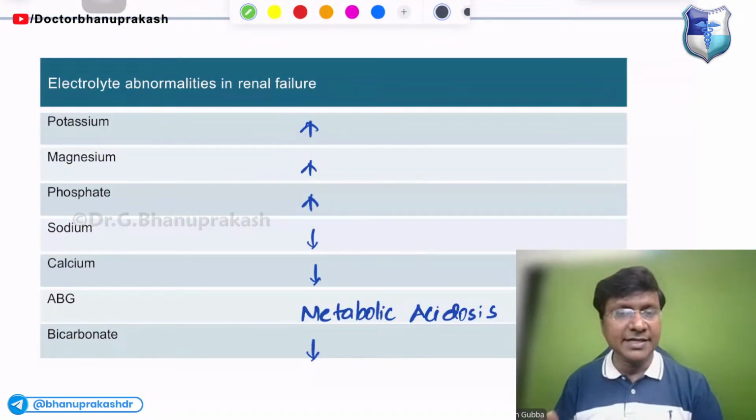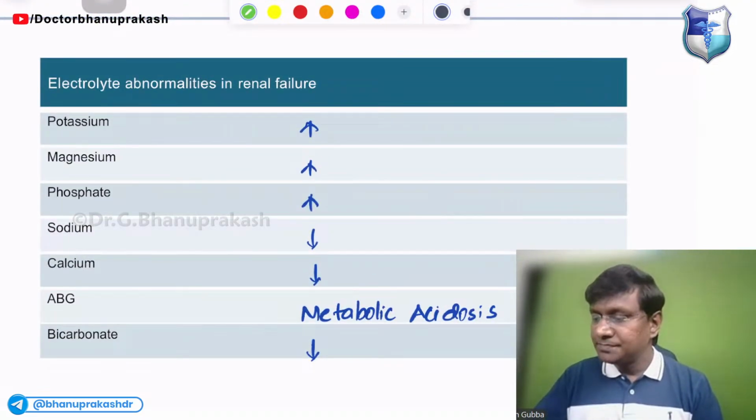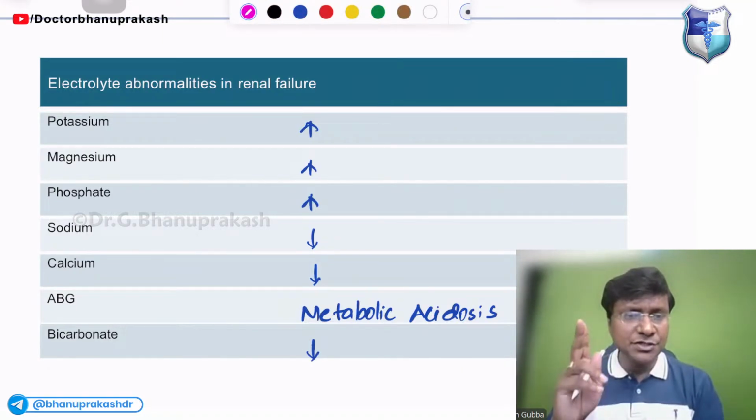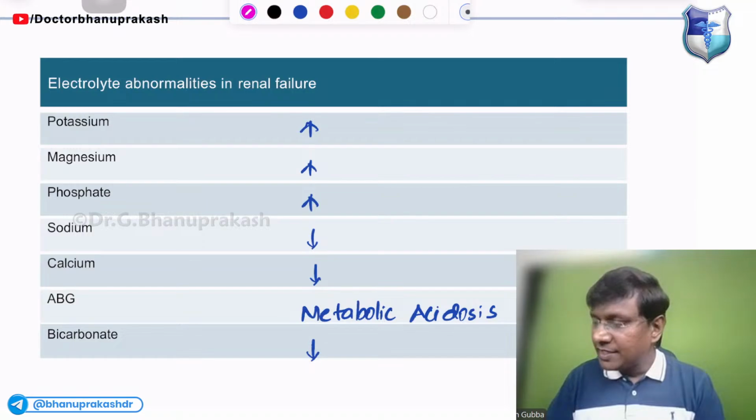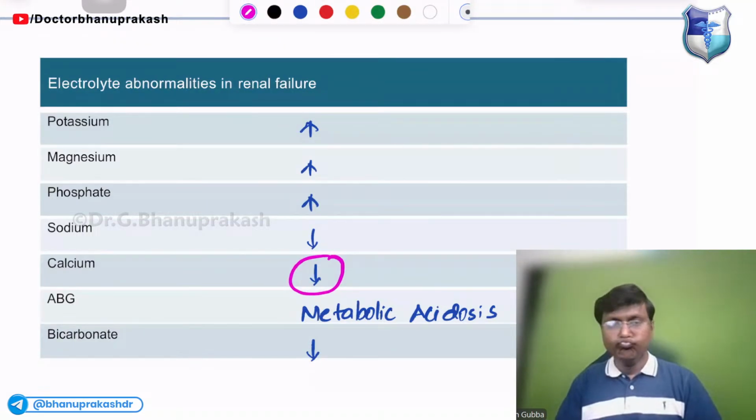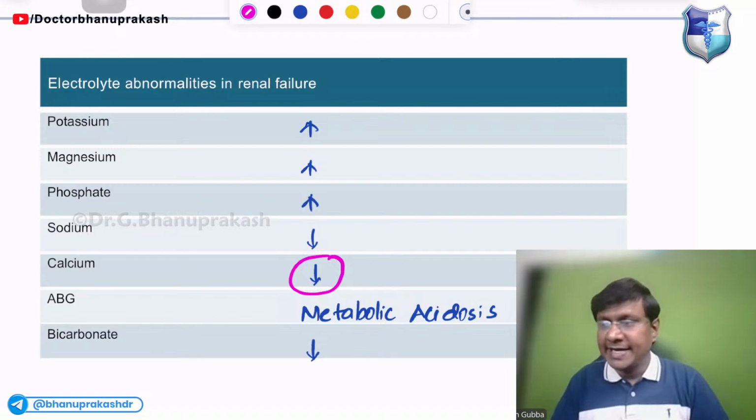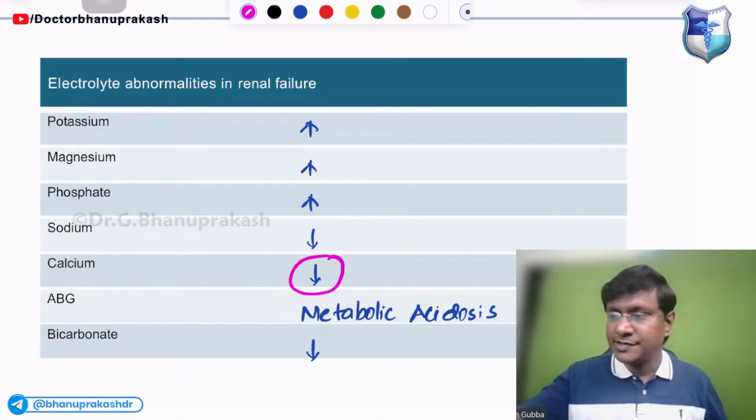What are the abnormalities in the electrolytes, right? So potassium, magnesium, phosphate increase. Calcium and sodium decrease. Now, can anyone tell me why calcium is decreased in chronic kidney disease? Why is calcium decreased in patients with chronic kidney disease? Anyone?